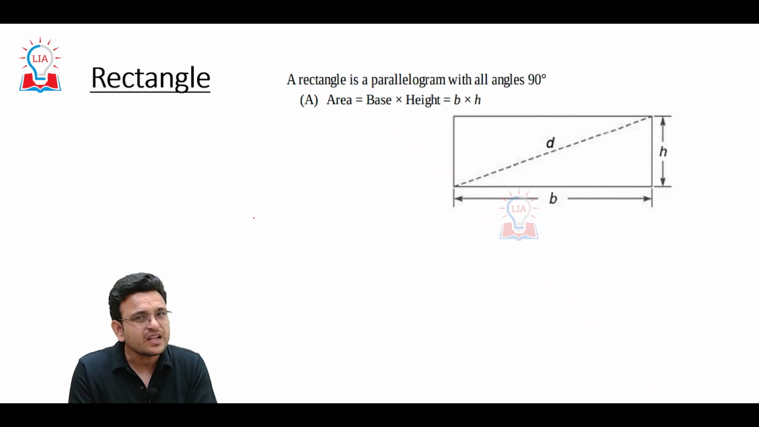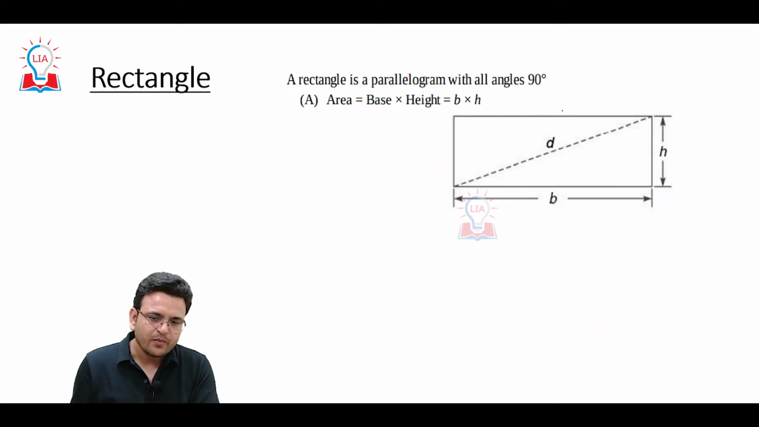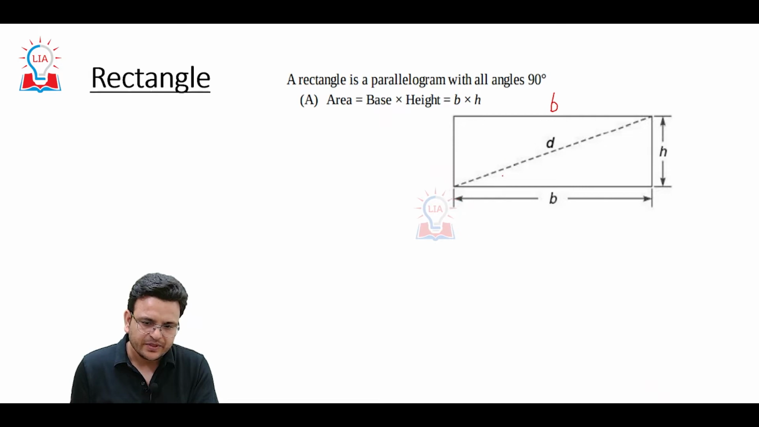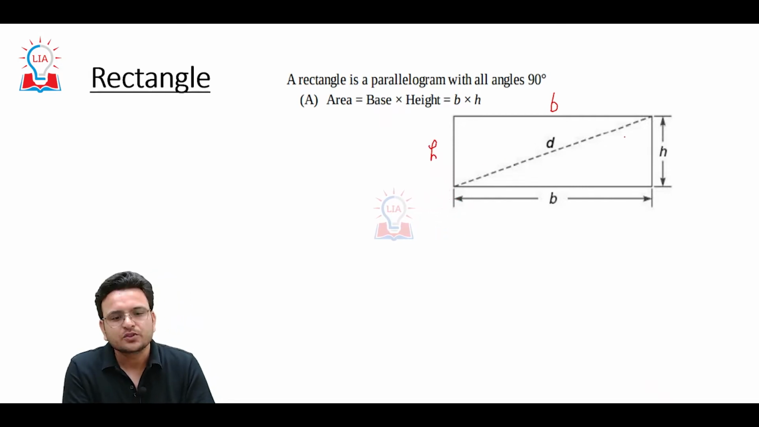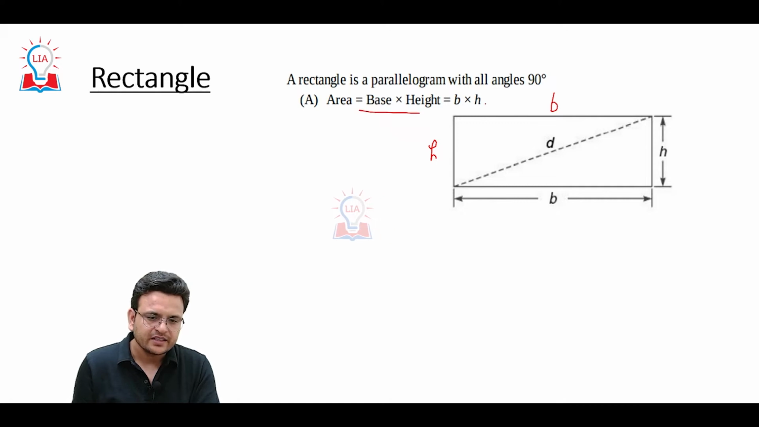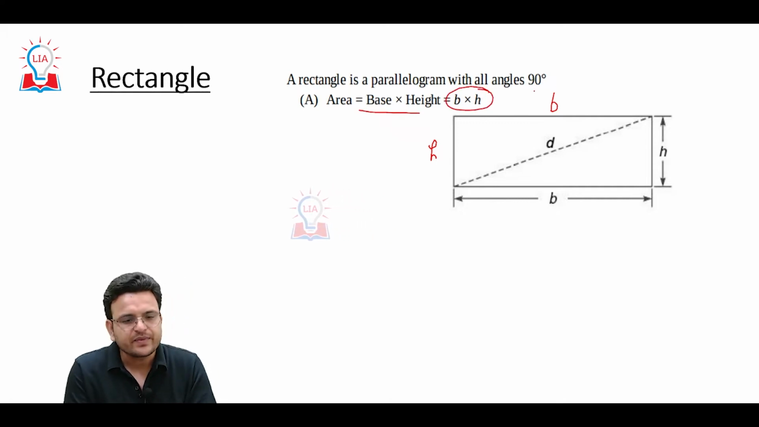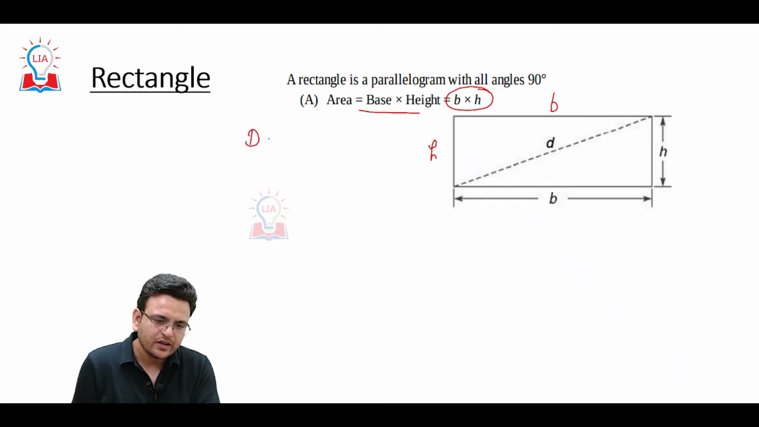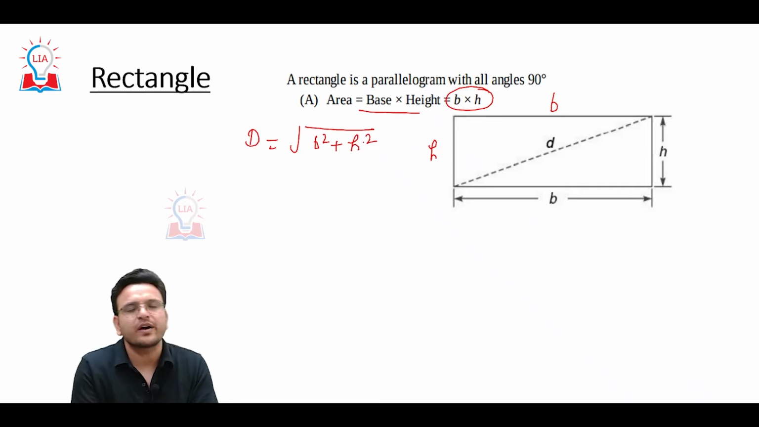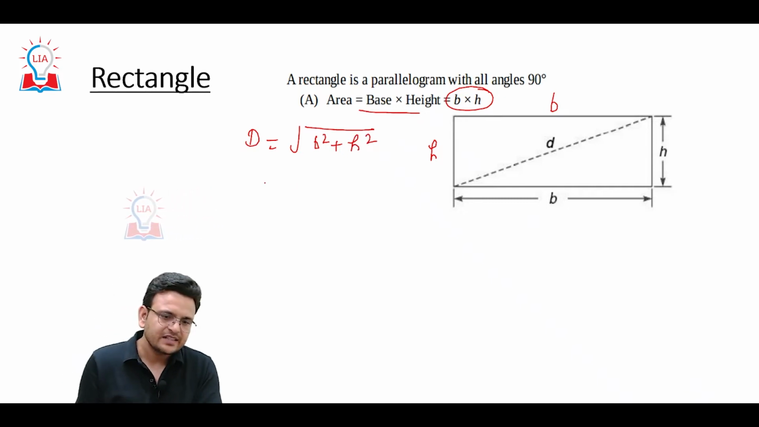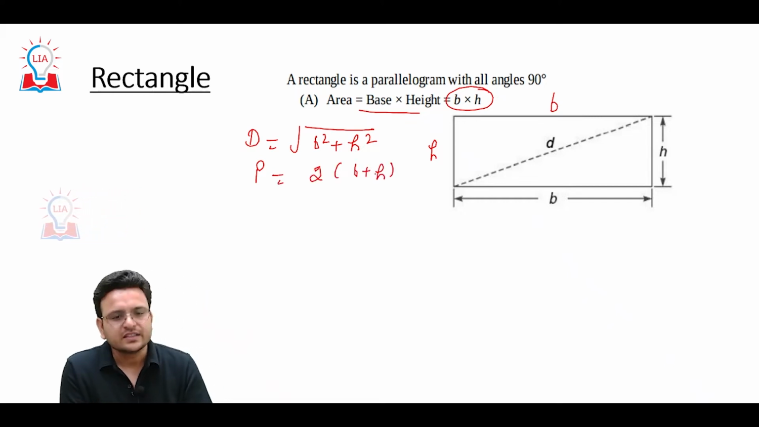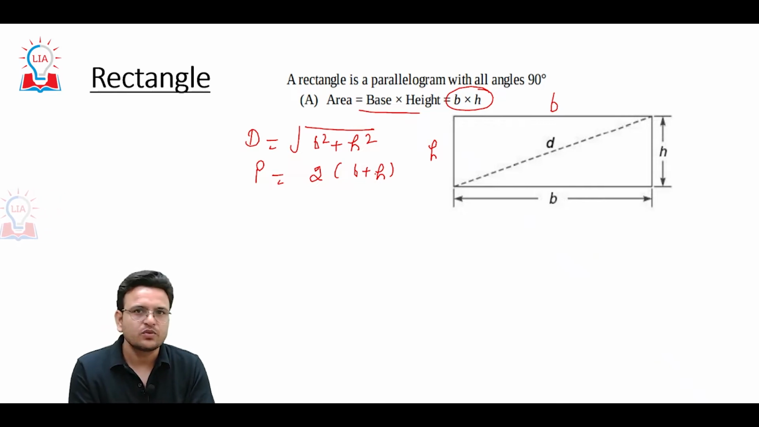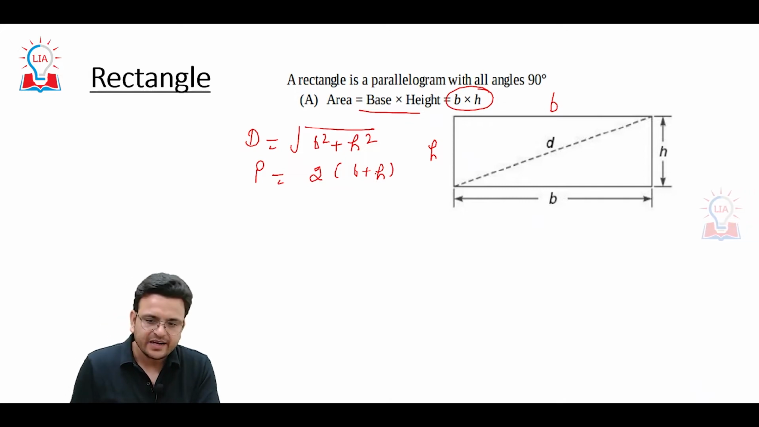Now see the rectangle. In a rectangle, opposite sides are equal, B and H. So the area of the rectangle will be base into height, that is B into H. Second, the diagonal of the rectangle will be under root B square plus H square. And then we can say that the perimeter of a rectangle will be 2 times B plus H. These are the basic formulas of the rectangle. So in a square, all the sides are equal. In a rectangle, opposite sides are equal and the angles are 90 degrees.